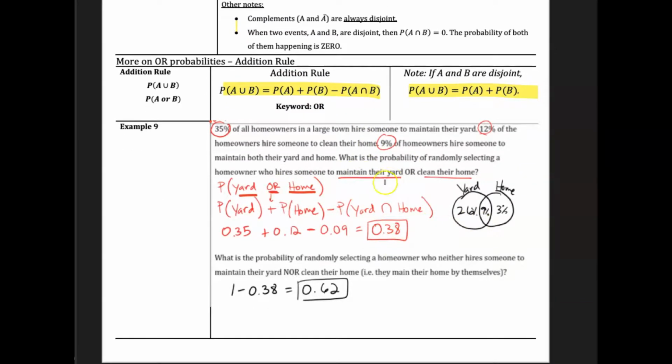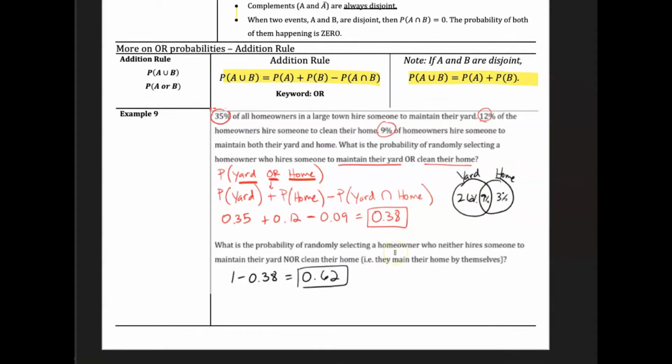Example 9 shows you another situation for this. You have some overlap. 9% of the owners hire someone to both maintain their yard and their home, and so that's where we have to subtract out that intersecting part. So you can see a Venn diagram. And then once you have that, the complement, this would be the complementary event here: select an owner who neither hires someone to maintain their yard nor clean their home. That's going to be, because this is the or part, this is the complement, and so you have that there.